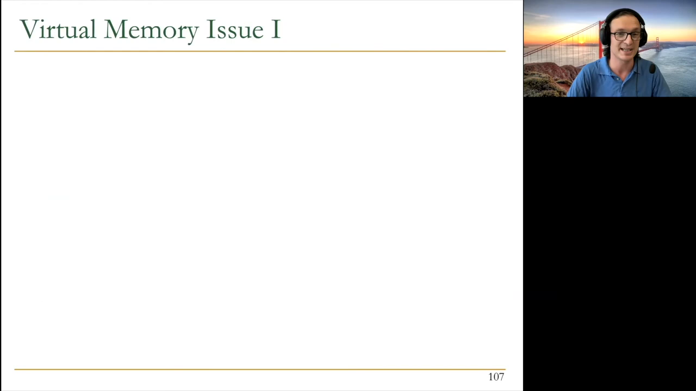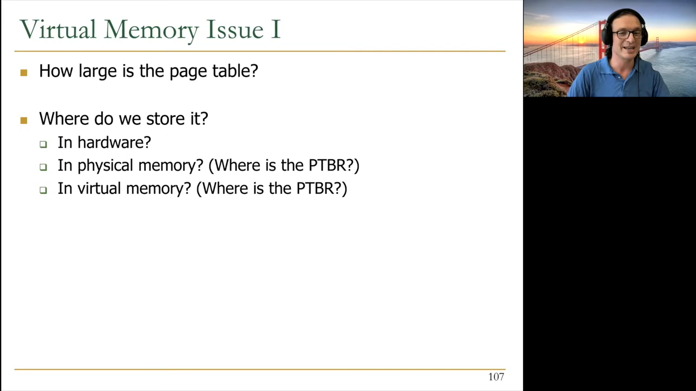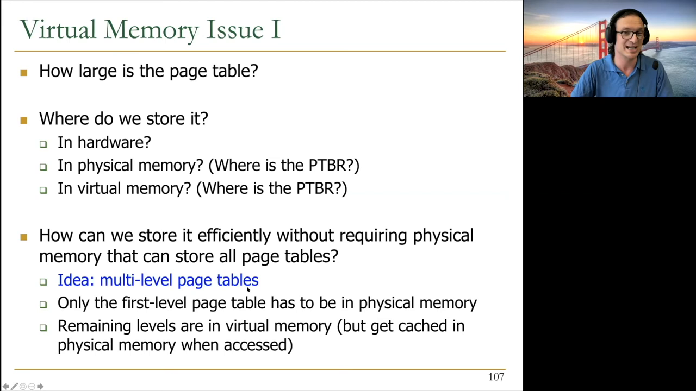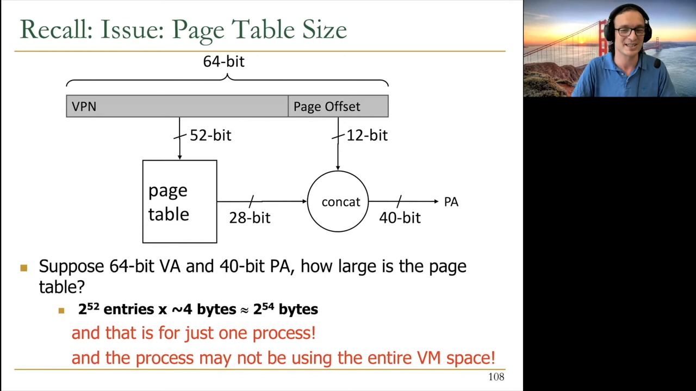Where do we store it? In hardware, physical memory, virtual memory? I think we've already discussed these questions with multi-level page tables. Part of the page table is in physical memory and the rest is in virtual memory, and some of it is not allocated also. How can we store it efficiently without requiring physical memory that can store all page tables? The idea is multi-level page tables, as we have discussed. This is the slide that I'm showing you for the fourth time, perhaps, because we have seen it in the last lecture also, and we've already discussed the solution.